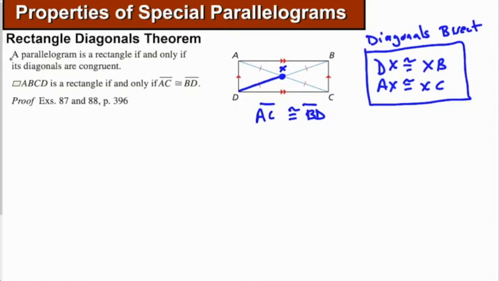Remember, it started the theorem by saying a parallelogram is a rectangle. So it means all of the parallelogram properties apply, and that's why they were able to put these tick marks here, saying that they are congruent because the diagonals bisect each other, and these are also congruent because in a rectangle, diagonals are congruent.